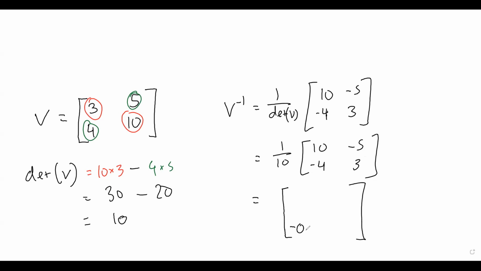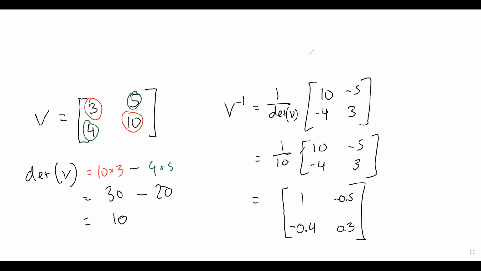-4 is going to become -0.4 if I divide by 10. And 3 is going to become 0.3. And -5 is going to become -0.5. And 10 is going to become 1. So that's why I use 1/10, it just means that we got 1 here. That's why I made this question, because then you get 1/10, which is nice and easy here. So that would be the inverse of V.